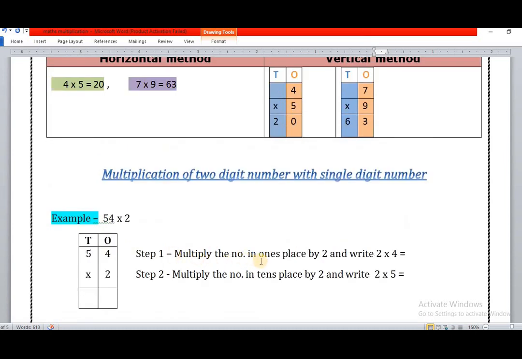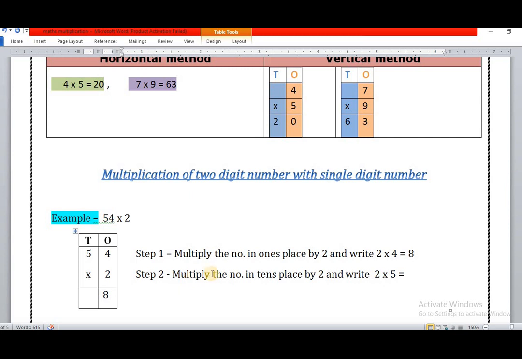Step 1. Multiply the number in ones place by 2. This is the ones place. You have to multiply the number in ones place by 2. 2 into 4 is equal to 8. And here you have to write 2 into 4, 8.